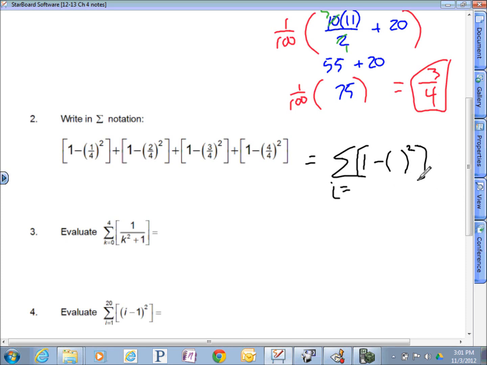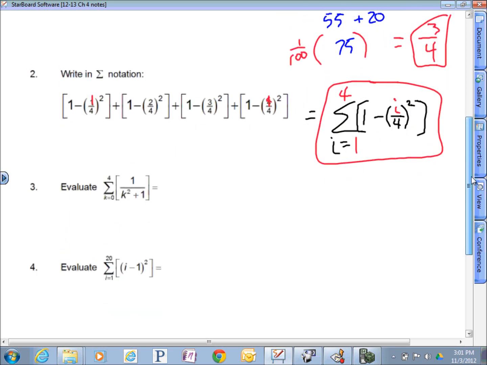Well, even inside that bracket, it looks like the bottom of every one of them has a 4. The only thing that appears to be changing is the number that's on top of the 4. So if that's the case, where does I start? I starts at 1, and it goes to 4. There. I've written it in sigma notation.